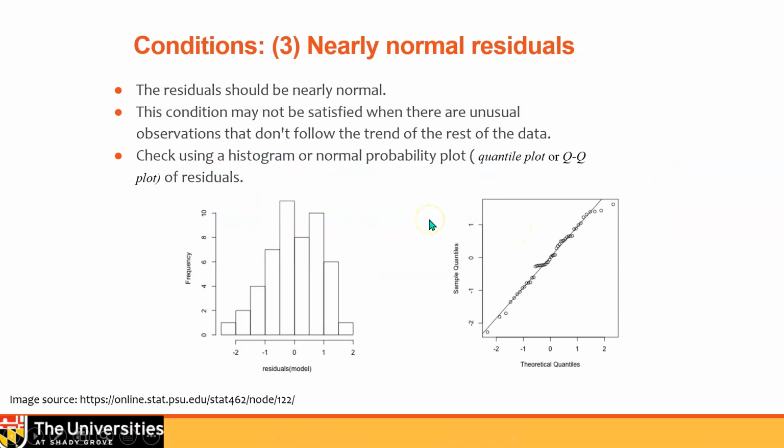We're going to skip over the independence condition, which is the second condition. We're going to assume that the errors are independent of each other, and you can go back to the previous slide if you want to dig into that more. The next thing we're going to look at is whether the residuals themselves are normally distributed. We want them to be nearly normally distributed.